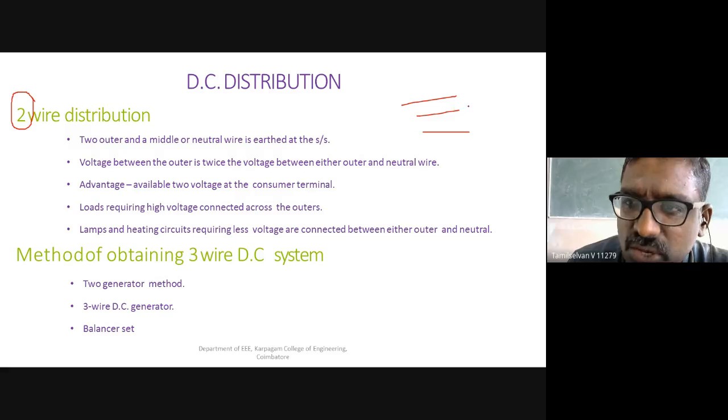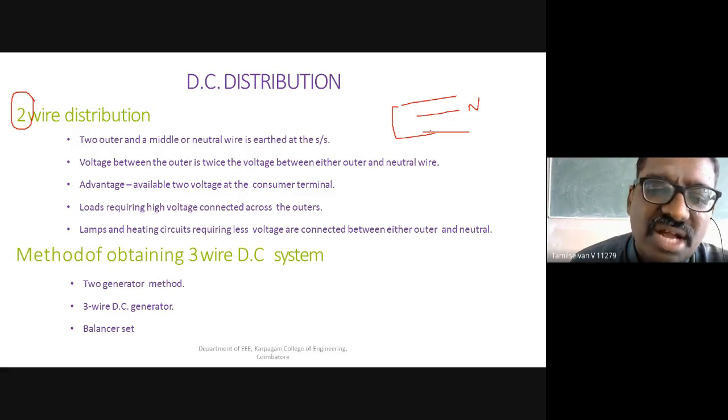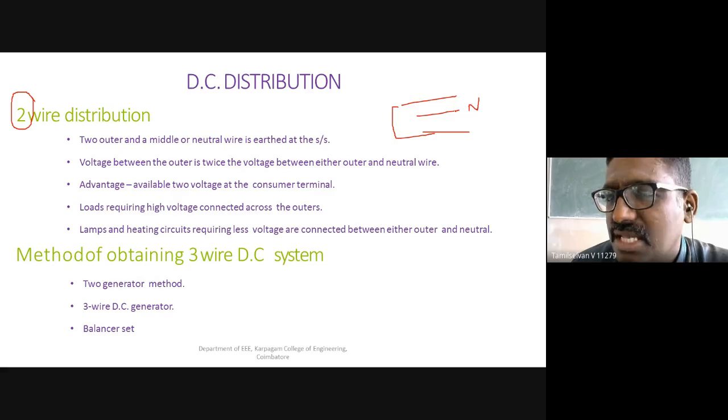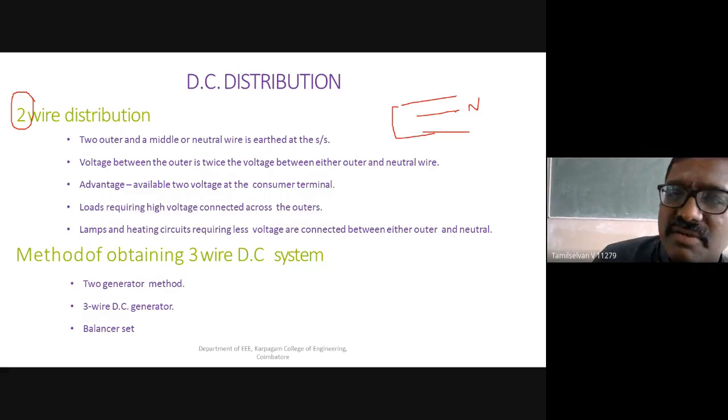One is the neutral, and the middle wire is the neutral wire, which has a gap with respect to the substation. There will be two wires on the outer side, so the voltage here is twice the voltage. Normally the load which needs higher voltage is connected across the outer wires, whereas the load which needs lesser voltage is connected between one outer wire and the inner neutral. Even a lamp load or a heating circuit, which needs a smaller DC voltage, will be connected between the positive and the neutral.